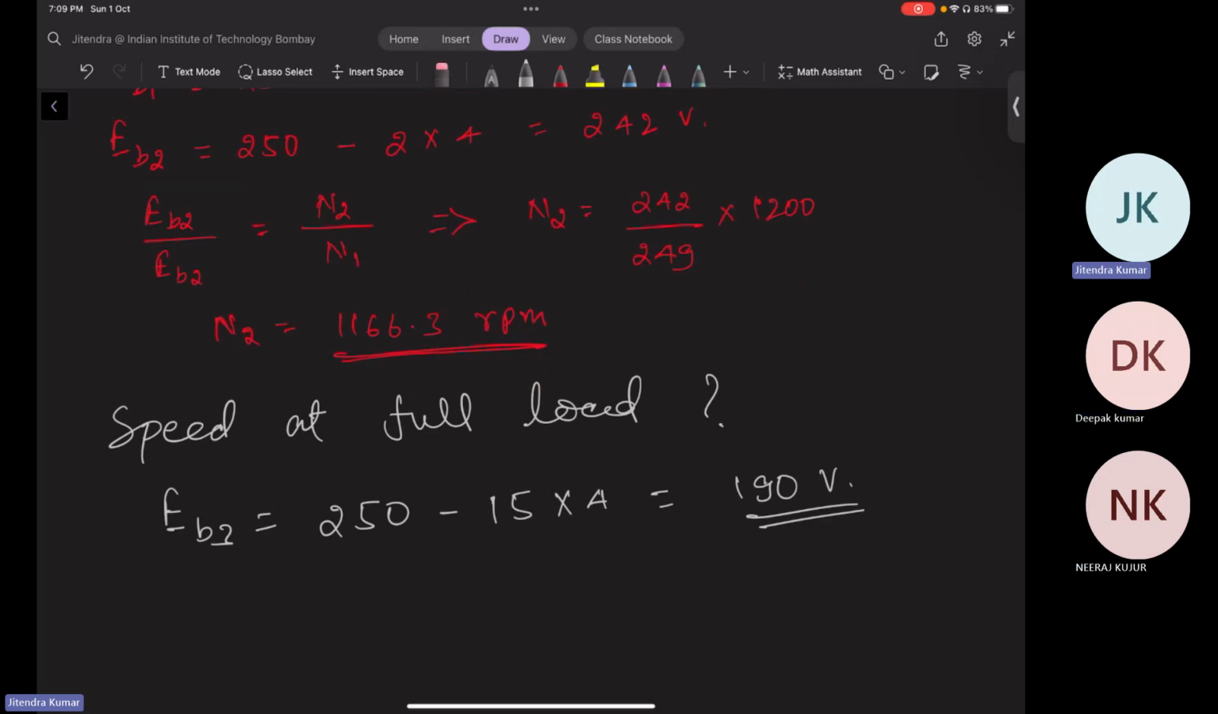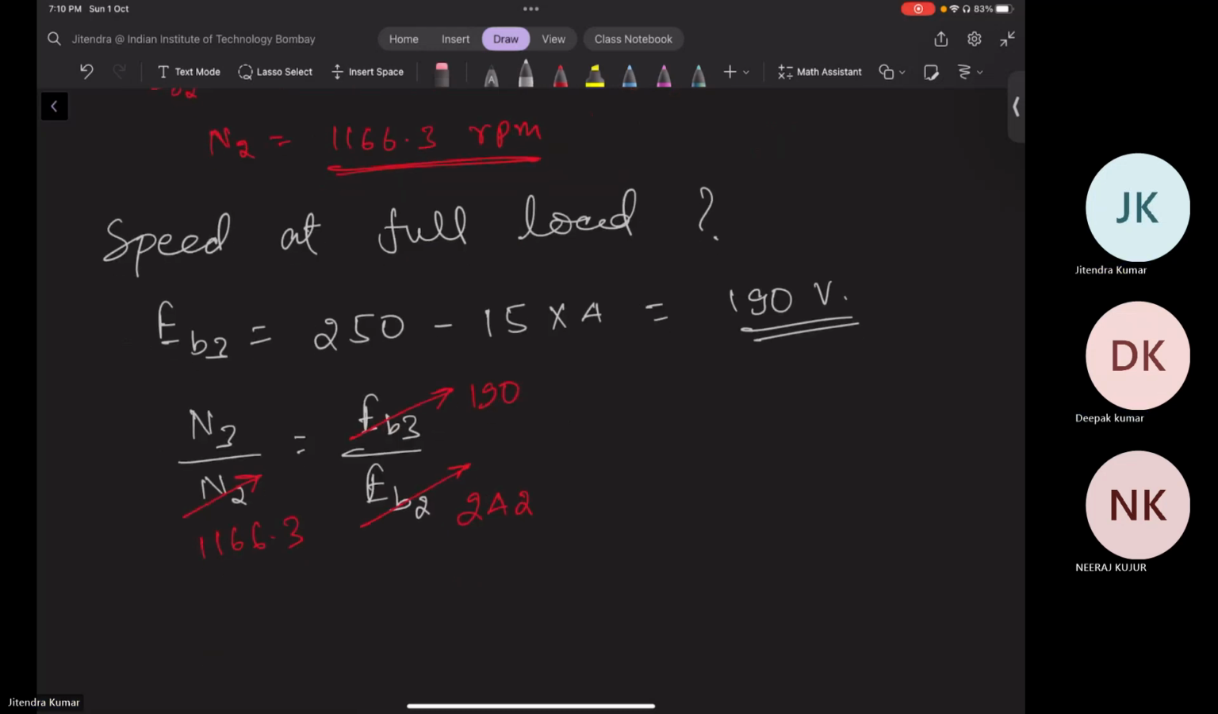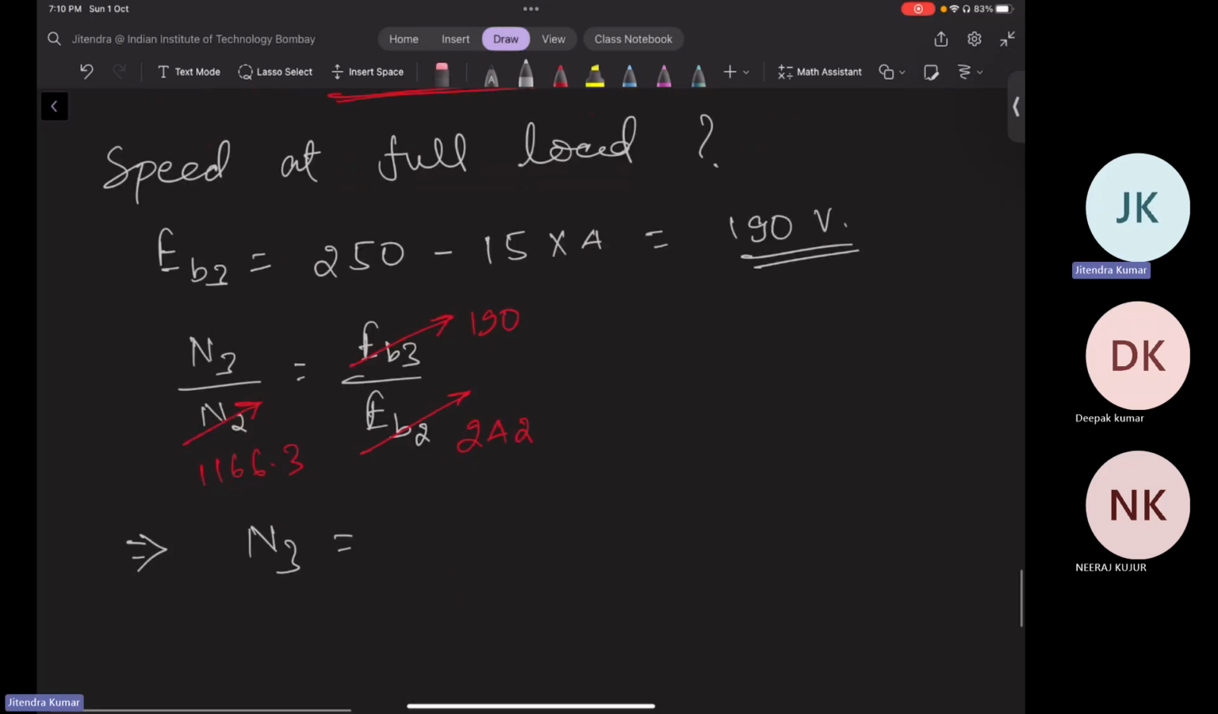Now at this back EMF, what will be the speed? N3 by N2 is equal to EB3 by EB2. That is 190 by 242, and N2 was 1166.3. So now just calculate it and you will get around 915.69. Yes, this will be your answer.